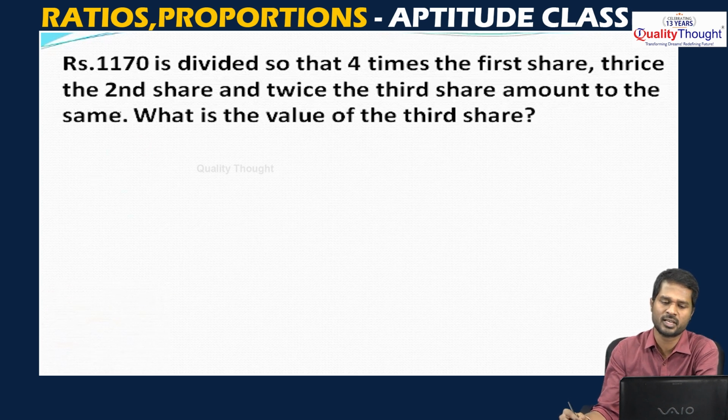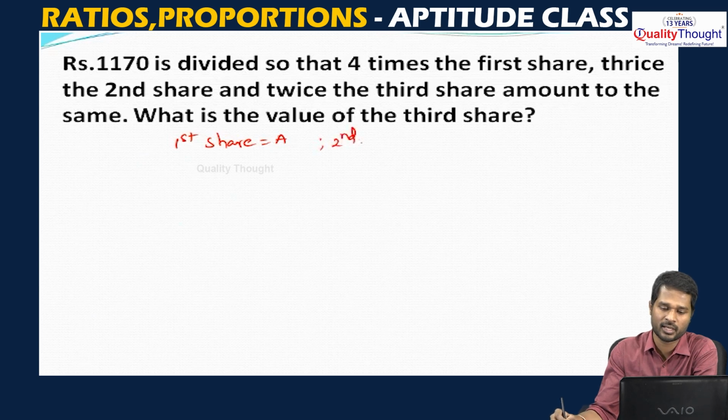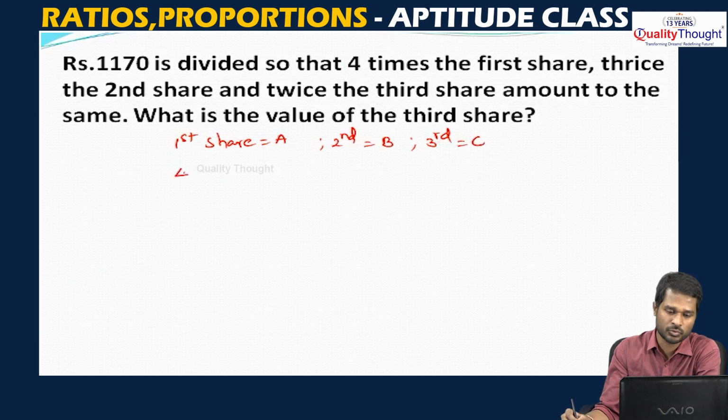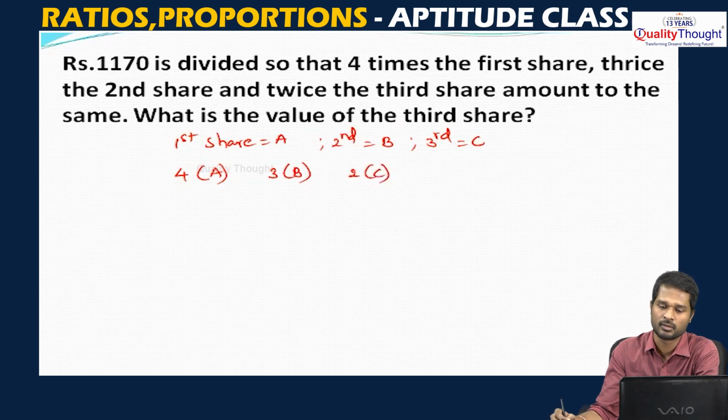See, let the first share, second share, third share, I am taking the first share as A and let's consider the second share as B and consider the third share as C. Okay. Now see what he says, 4 times of the first share, so 4 of A, 3 times of the second share, 3 times of B, and twice the third share, that means 2 times of C, are the same. These all are the same, I mean they are equal.